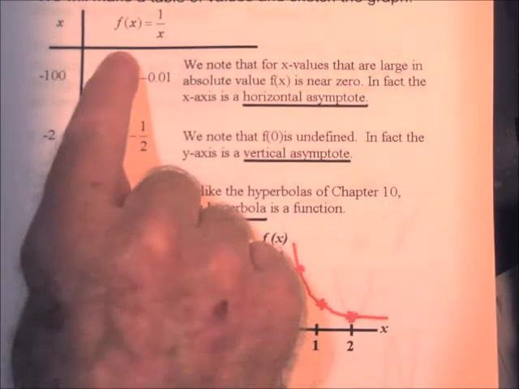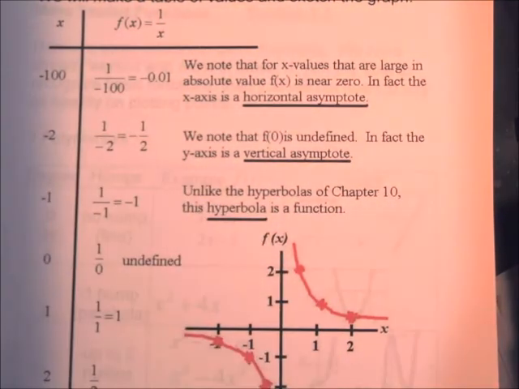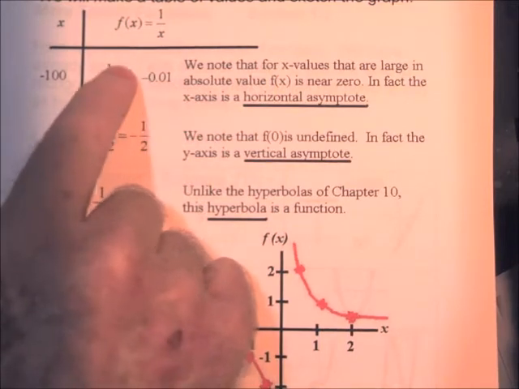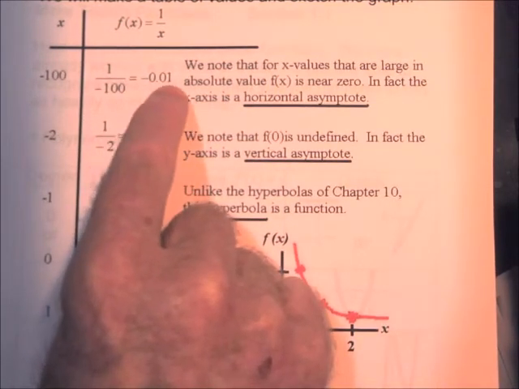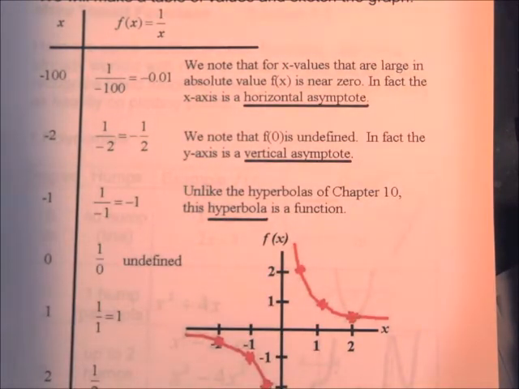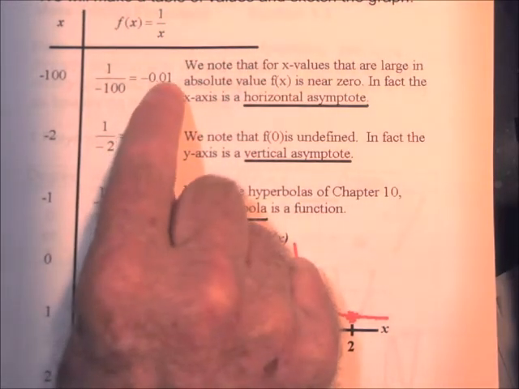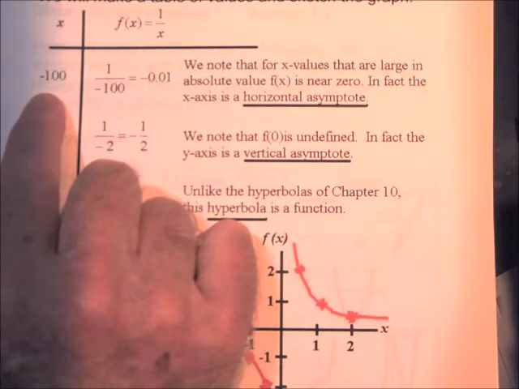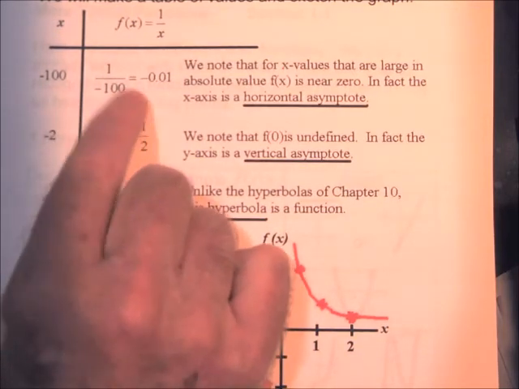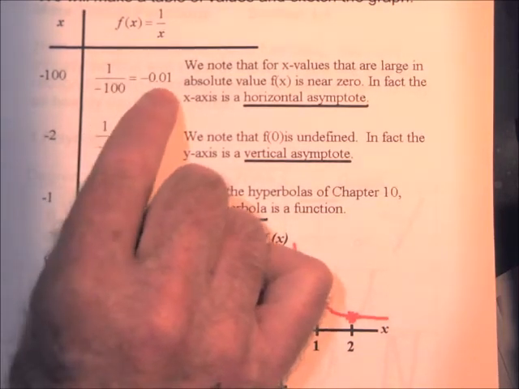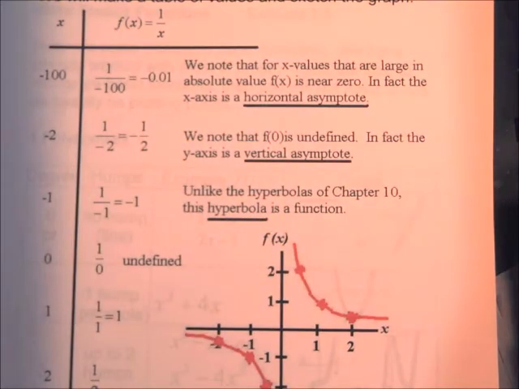Okay, so f of x equals 1 over x. So f of negative 100 is 1 over negative 100, f of negative 0.01, and we can see that if x is big in absolute value, it's going to be closer and closer to 0. If x is negative a billion, 1 over negative a billion is even smaller, right? It gets closer and closer to 0.